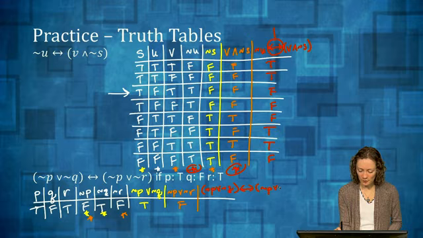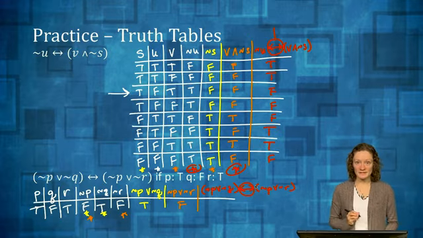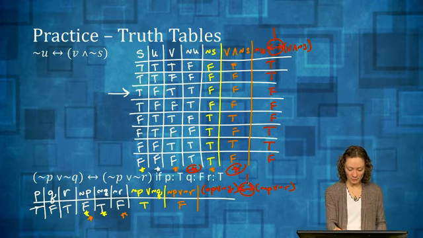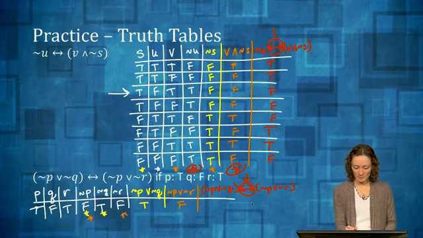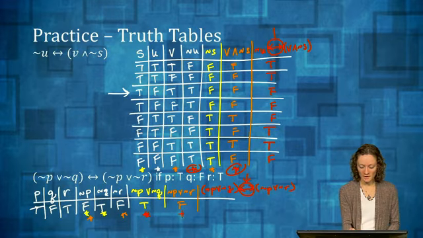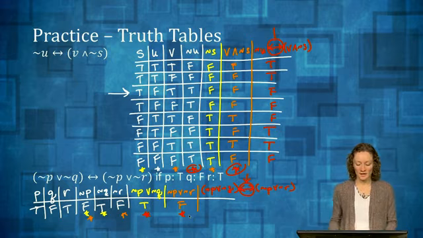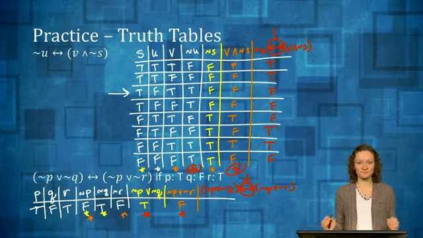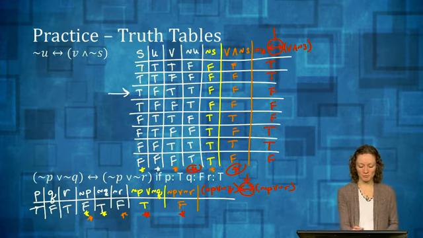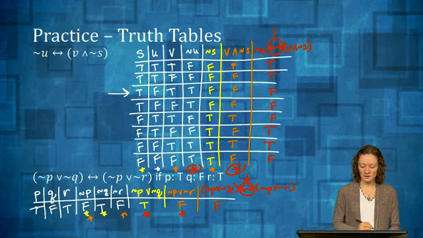And the symbol that we're focused on is that biconditional arrow. That's what we're pulling together. And it's pulling together the two columns that we just found, which were the two parentheses. And our summary for biconditional: if they're the same, then it's true. They're different, so it's false.